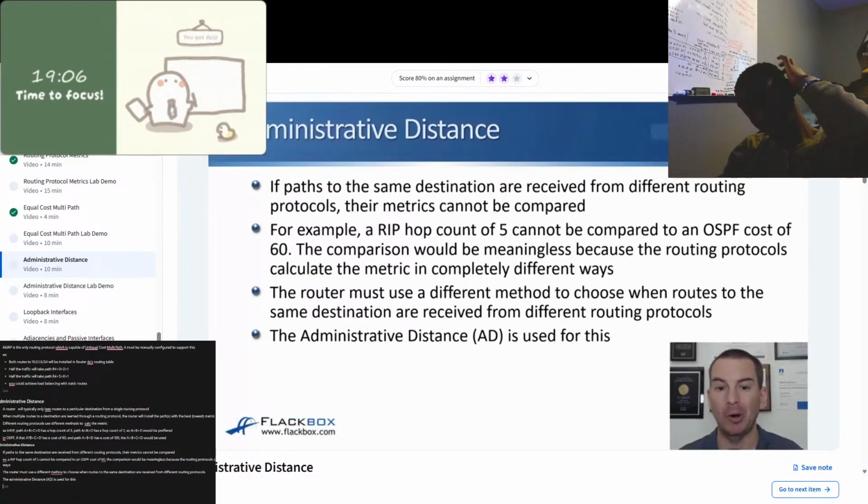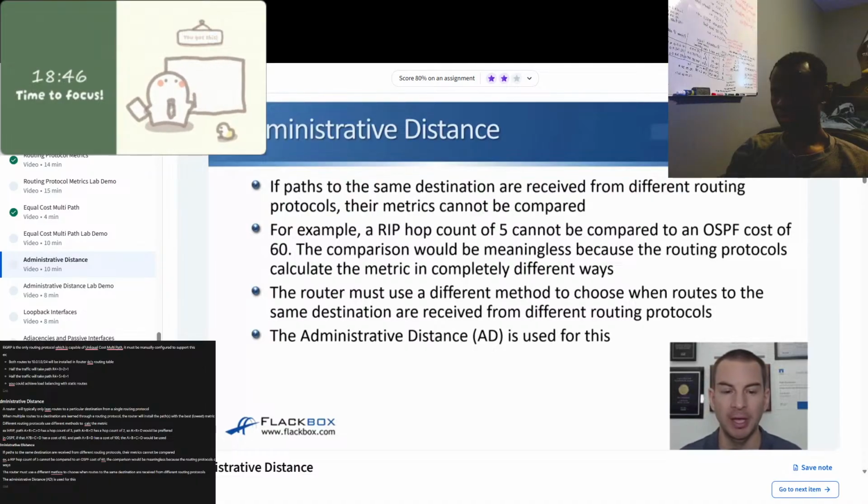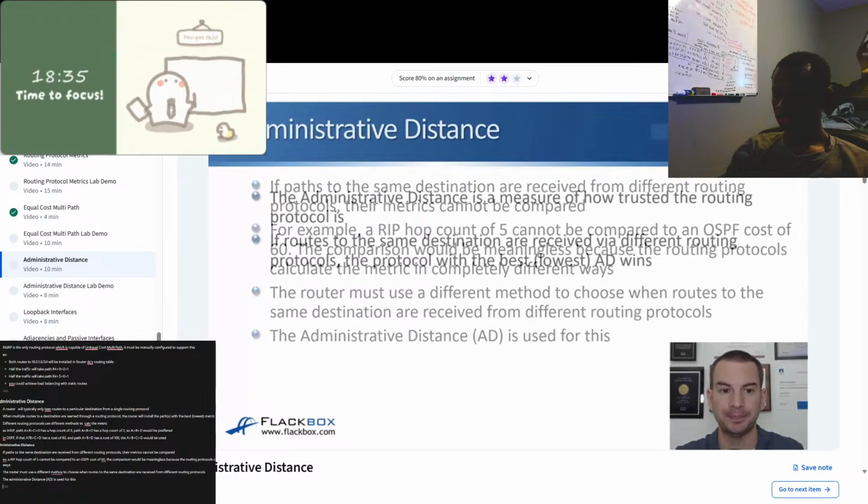For example, a RIP hop count of 5 can't be compared to an OSPF cost of 60. That comparison would be meaningless because the routing protocols calculate the metric in completely different ways. It's like they're talking foreign languages, so you can't compare one routing protocol metric to another. The router needs to use a different method to choose when routes to the same destination are received from different routing protocols, and that's what we use the administrative distance for.